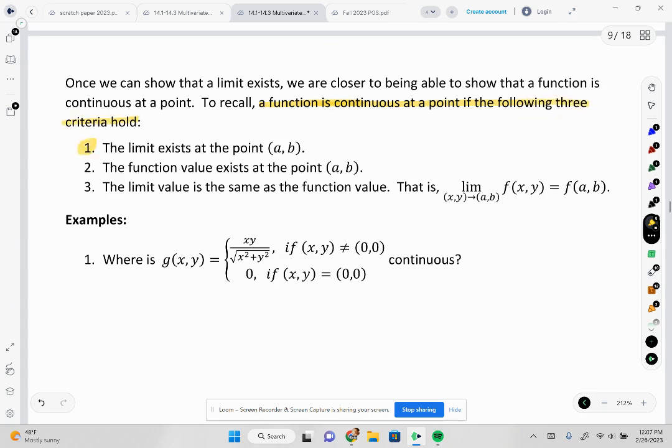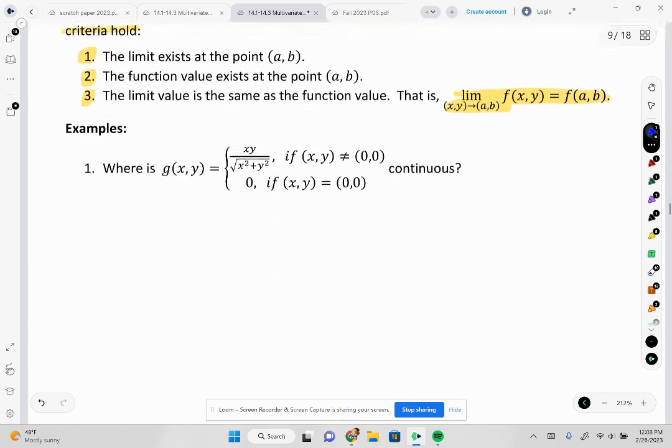1, the limit actually exists at the point. So you can't have continuity if there's no limit. 2, the function value has to exist at the point. That just means there can't be any holes, okay? And 3, the limit is the same as the function value. So in other words, we could do direct substitution or the squeeze theorem or some sort of trick that we've learned that will allow us to determine, like, hey, the limit value and the function value are the same, therefore we have continuity at that particular point.